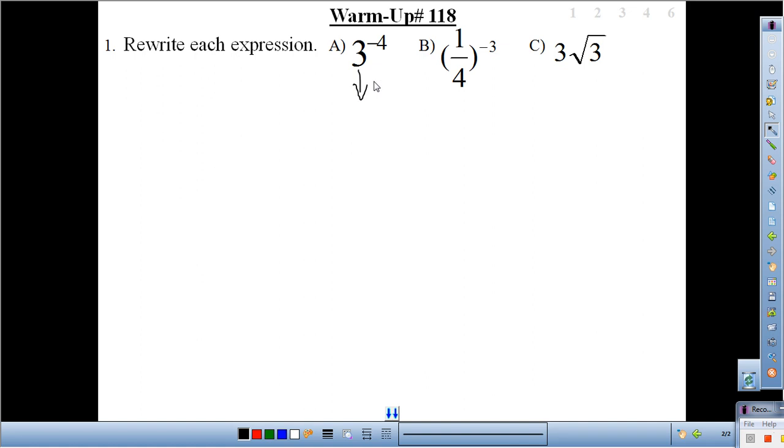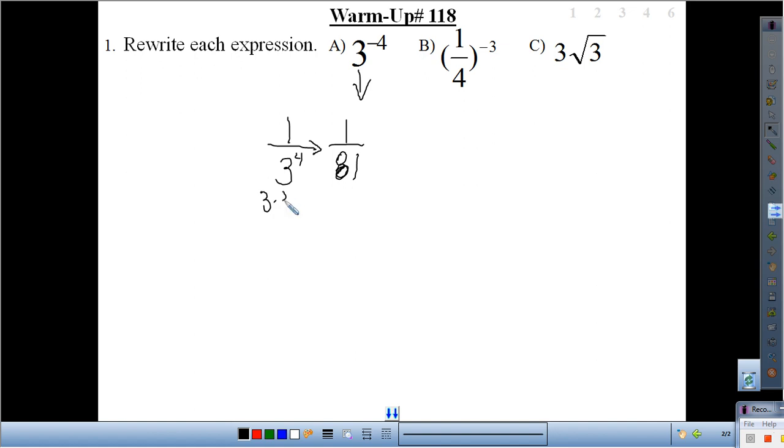Can we leave this with a negative exponent? No. So this is written 1 over 3 to the 4th. Is that correct? Yeah, because any negative exponent goes to the denominator. However, can we leave it like that? Yeah, but we can simplify more. So this is 1 over 81. Where did I get the 81? Because this is 3 to the 4th power, which means 3 times 3 times 3 times 3. There it is.